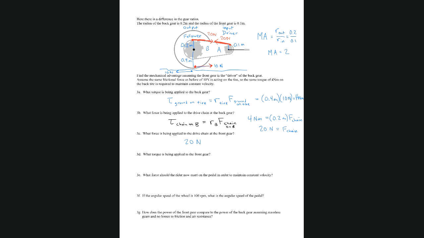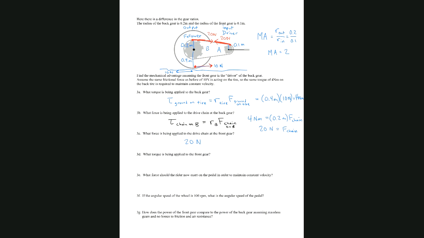So here's where the difference in sizes of the gears is going to come into play. In some past examples that I had done, the back gear was equal in size to the front gear. So whatever torque the back gear had felt, the front gear would feel too. But now, because of the mechanical advantage, the torques are not going to be the same.